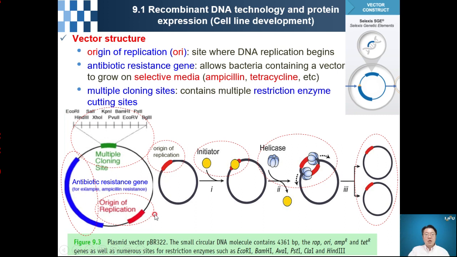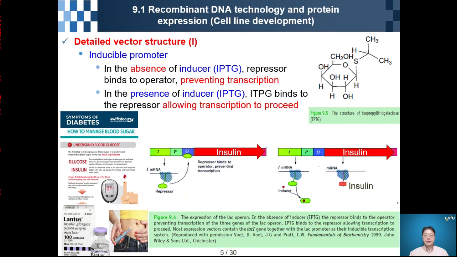Once again, the origin of replication, and the second one is the antibiotic resistance gene, and the final one is the multiple cloning site. So we can clone our gene of interest into these multiple cloning sites. Okay, in addition to the three important factors, a vector should have another important structure.